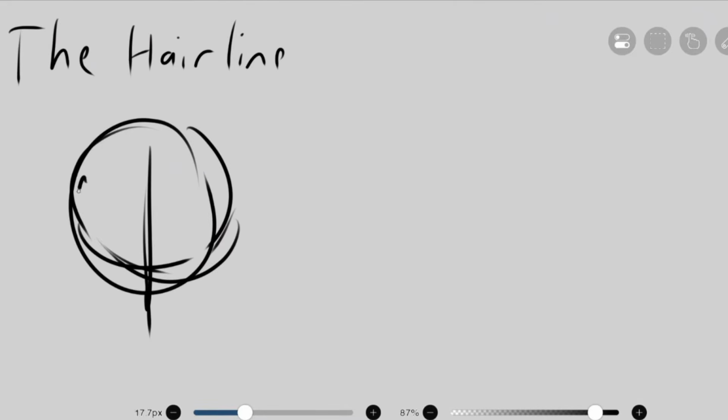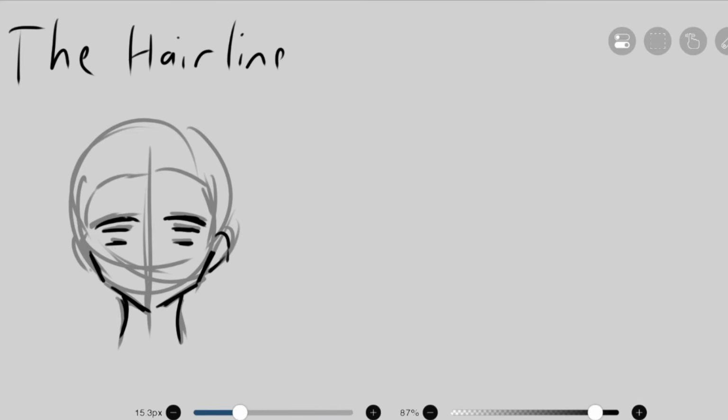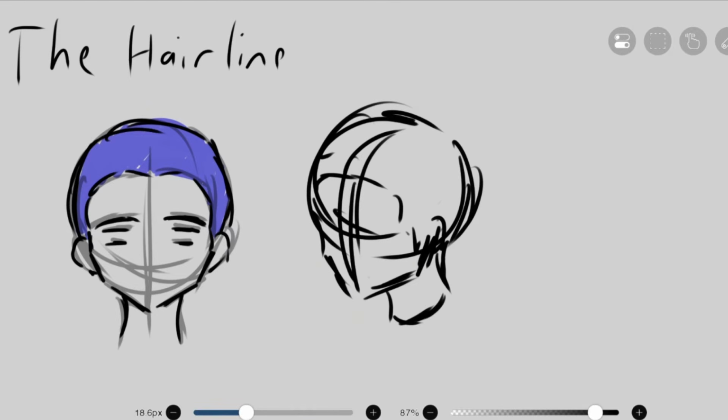The hairline. It's pretty straightforward, it's the hairline. One thing to keep in mind is that it's not a 2D line, it's on top of the head, which is a 3D shape.